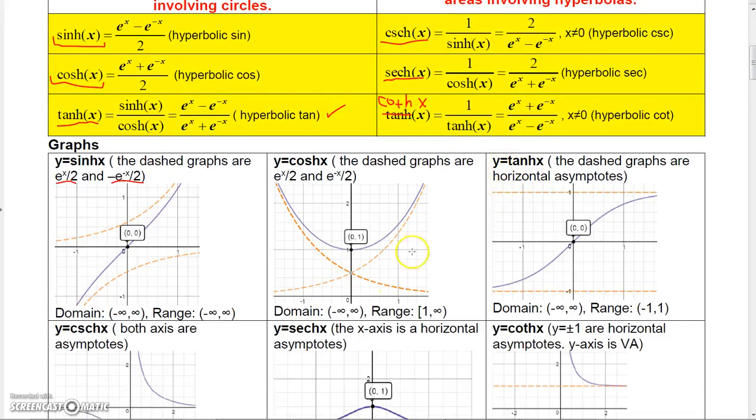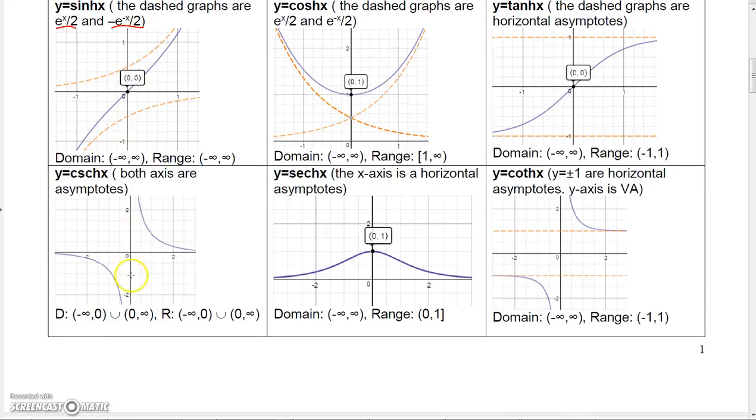And by the way, this one has domain all real numbers, range 1 to infinity. The hyperbolic tangent function looks like this, and it has horizontal asymptotes at -1 and 1, and the domain is all real numbers. The hyperbolic cosecant, both axes are actually asymptotes, and so the domain would be -infinity to 0 union 0 to infinity, and the range would be -infinity to 0 union 0 to infinity.